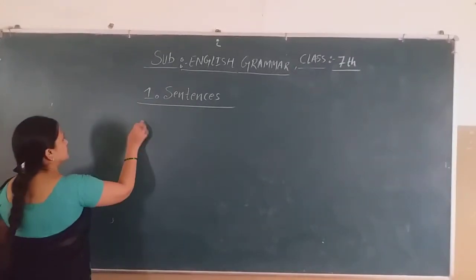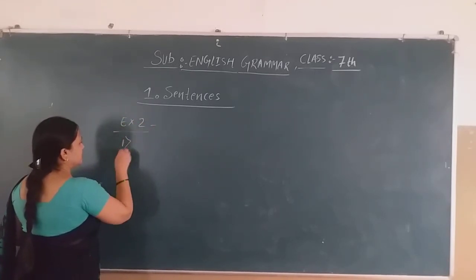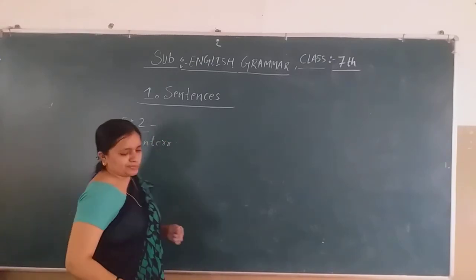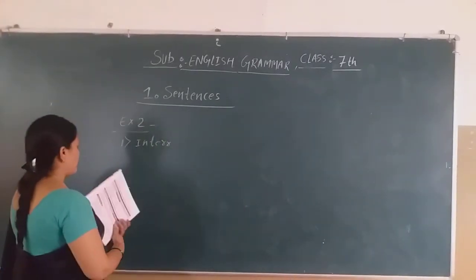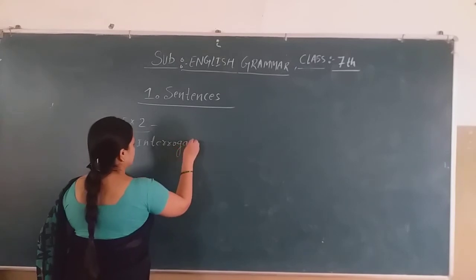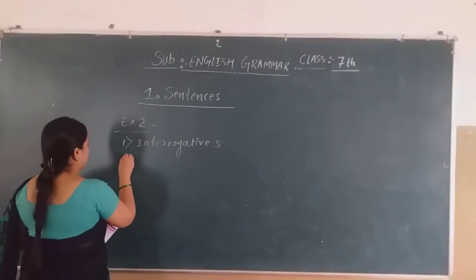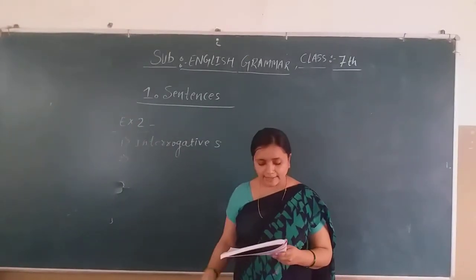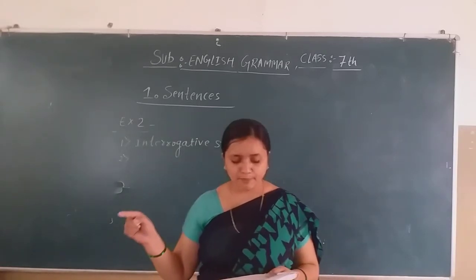Exercise 2. First one, interrogative sentence. Second one. Now let us see what the second sentence is. The second sentence is, don't let your child play in the street.